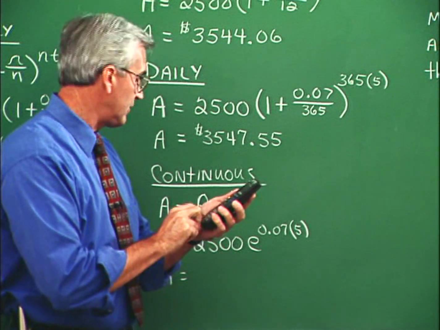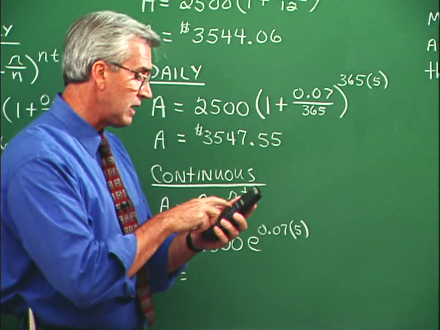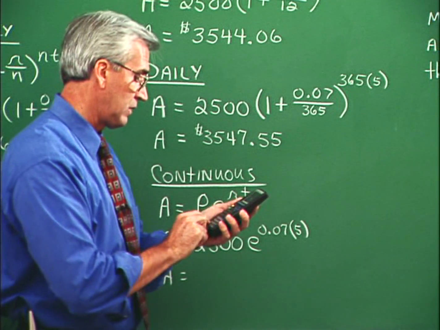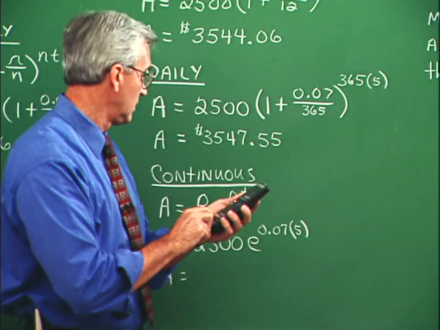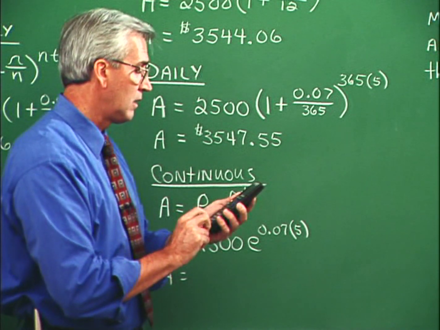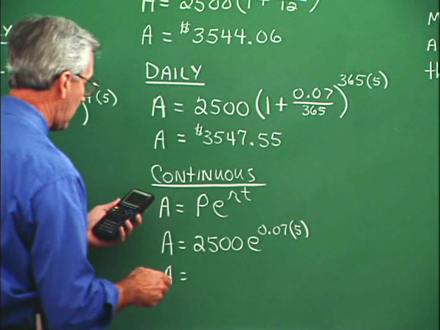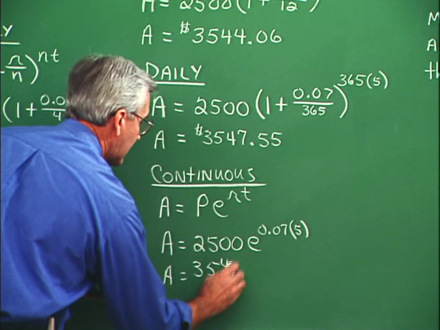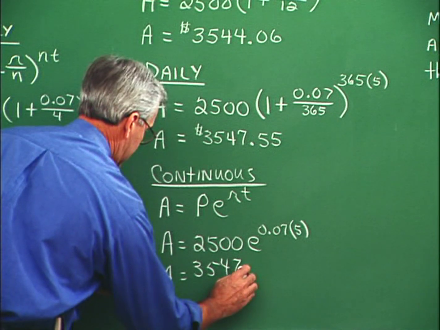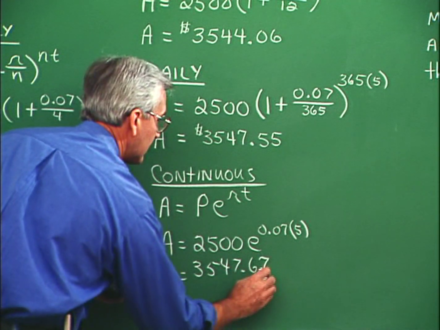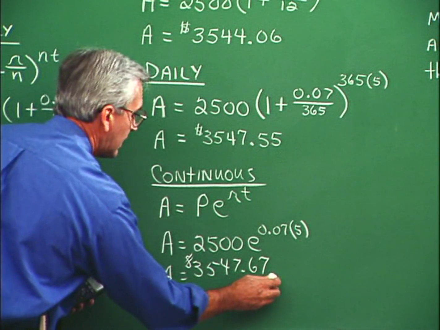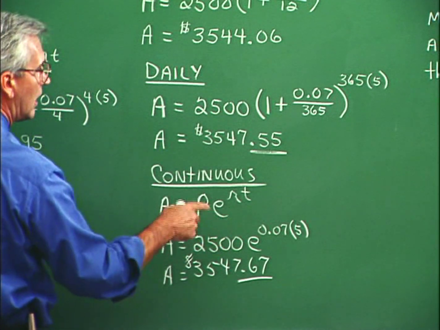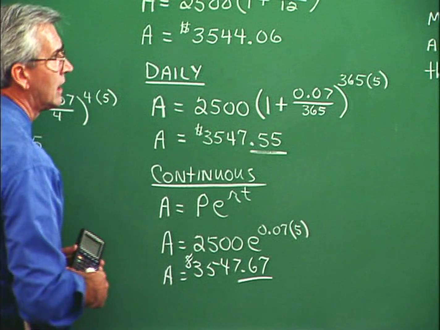Let's see, we have 2,500 times e to the 0.07 times 5. And it's 3,500. Look how close this is. It's $3,547.67. The difference between this and this is it's just pennies different from continuous compounding versus daily compounding.